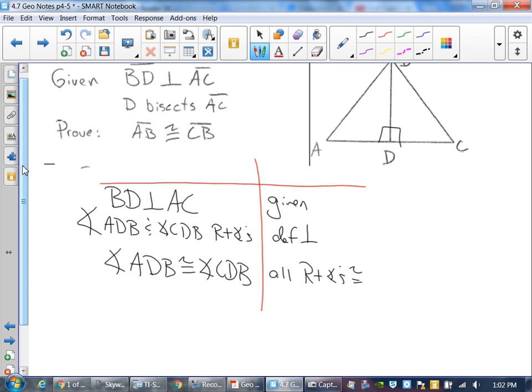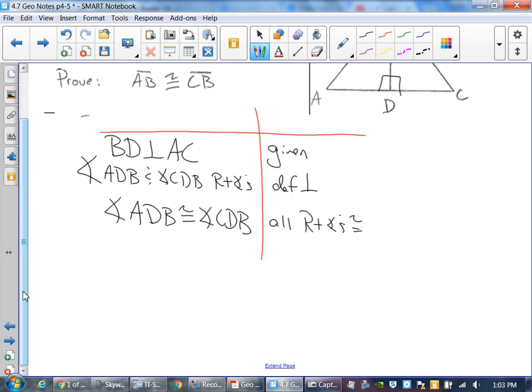All you had to do was look at the letters. Go to the next one. D bisects AC. Bisector does basically the exact same thing as a midpoint, but you just write it as a bisector.